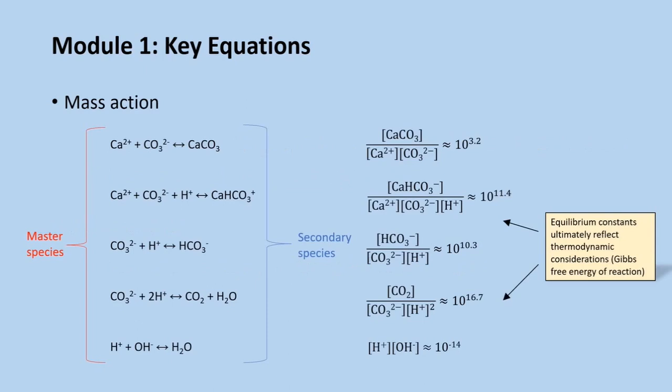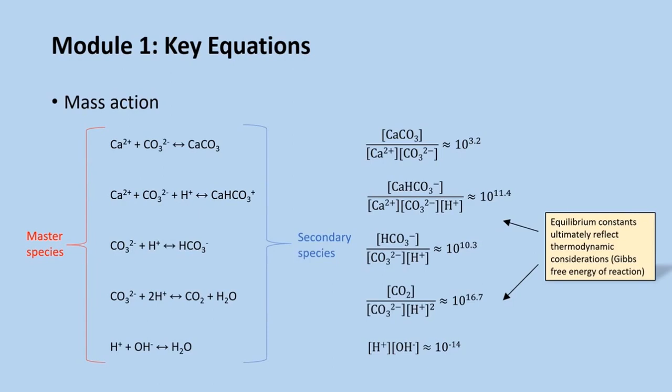Next, note that the law of mass action states that the ratio between the concentration of reactants and products in a chemical reaction at equilibrium is constant. Here are some of the reactions that we would expect for our example system in the aqueous phase, with the data taken directly from one of FREEQC's databases. More on that in a later module.